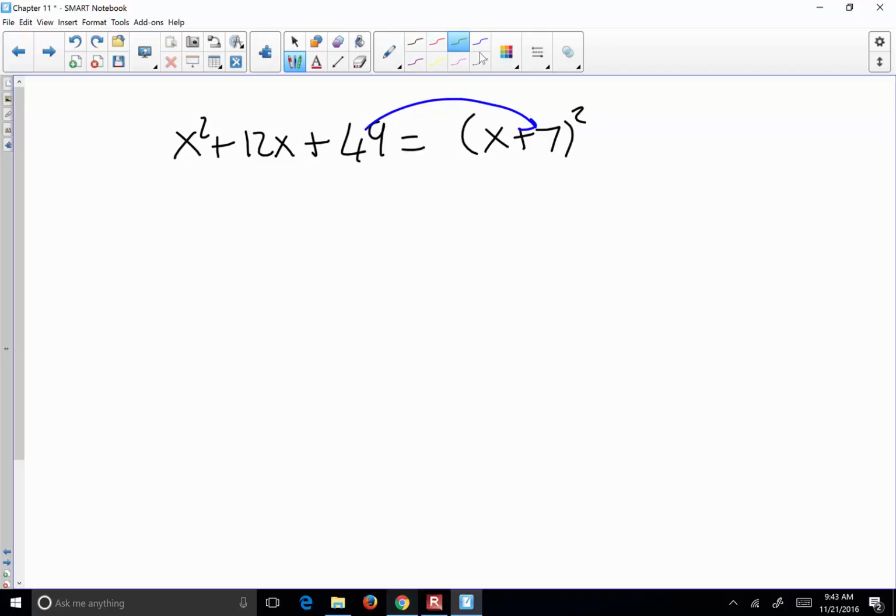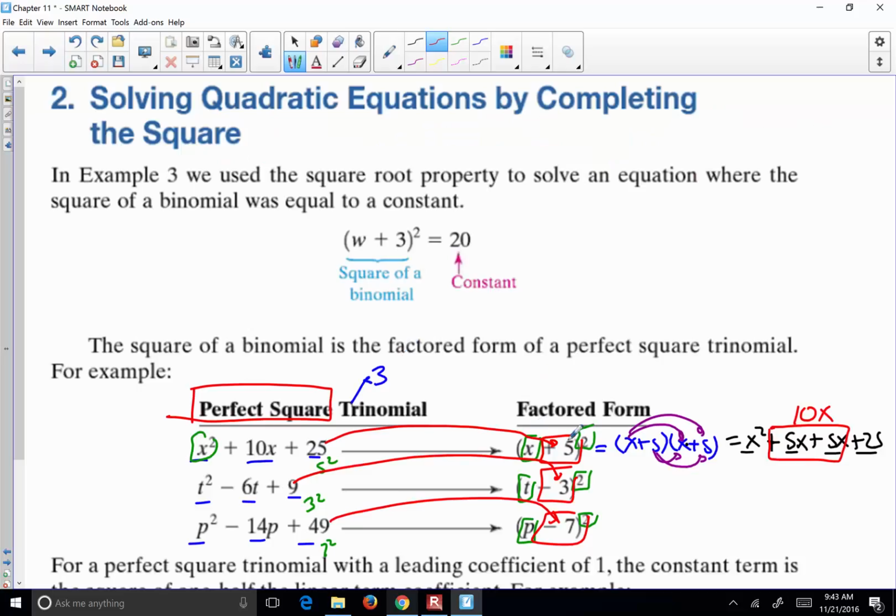Correct? But when you square x plus 7, it's x squared plus 14x plus 49. So they don't match. These two won't match. You find this number, sorry, here, not from the last term. This is a trap you guys mostly fall into. Don't look at the last term. They found this term from the middle term. 10, 5, minus 6, minus 3, minus 14, minus 7.